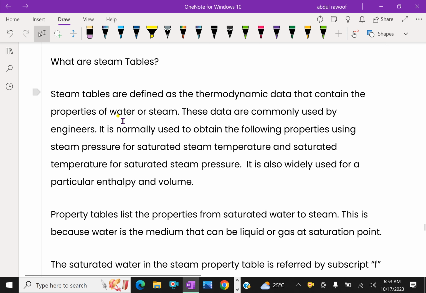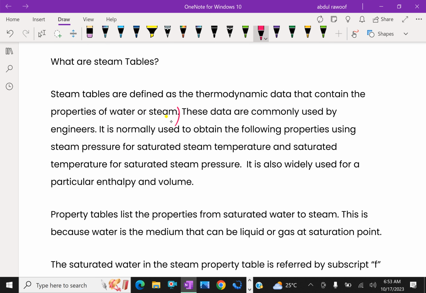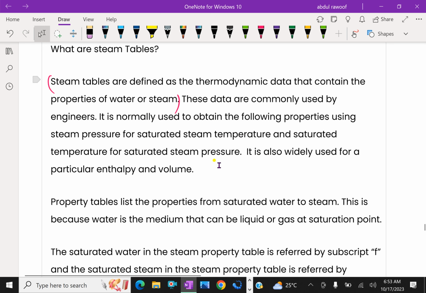Steam tables are defined as the thermodynamic data that contain the properties of water or steam. These data are commonly used by engineers. It's normally used to obtain the saturated steam temperature from steam pressure, and the saturated steam pressure from saturated temperature. Vice versa, I can find. It's also widely used for finding a particular enthalpy and volume.